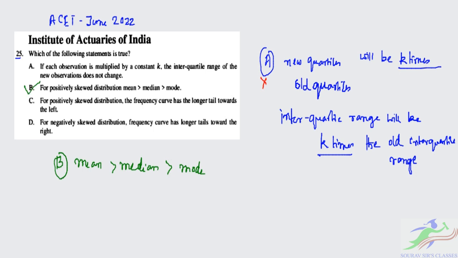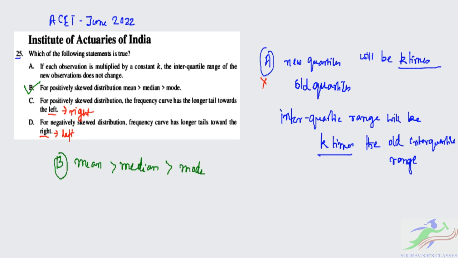Also let's check options C and D. It is given in C that for a positively skewed distribution the frequency curve has a longer tail towards the left, but we know that for a positively skewed distribution the frequency curve has a longer tail not towards the left but towards the right. So that's why option C is not correct. And D says for a negatively skewed distribution the frequency curve has longer tails towards the right. But a negatively skewed distribution will have the frequency curve with longer tails towards the left. So for this reason option D is also incorrect, right?